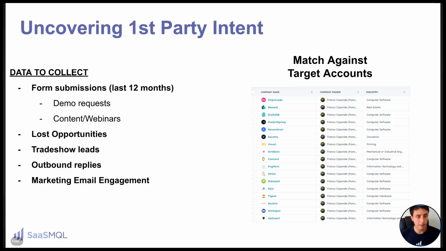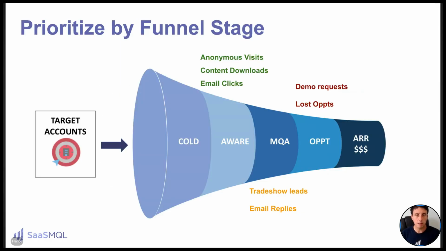Companies like Six Sense, for example, help a lot to put these signals together so you're not doing it manually, but there are multiple ways of doing this. You match against the target account, but now you want to prioritize these intent signals. Like I said, they're not all the same.